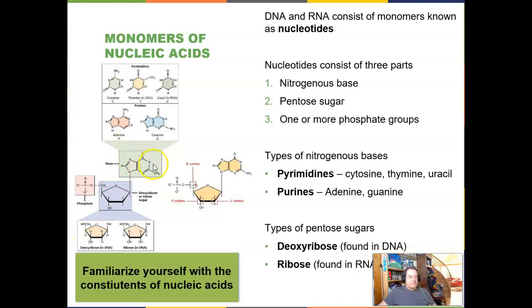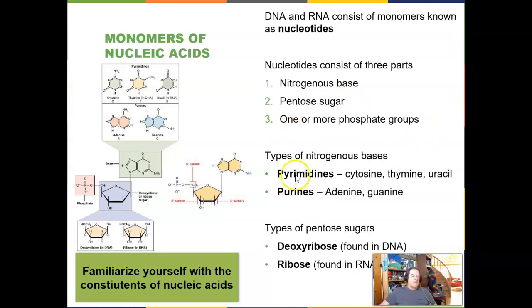Okay? Those are the components of your nucleic acids. The nitrogenous base, there's choices. That's how we store information, by the sequence of these choices. The pentose sugar is always the same in DNA and always the other same thing in RNA, and then 1 or more phosphate groups.